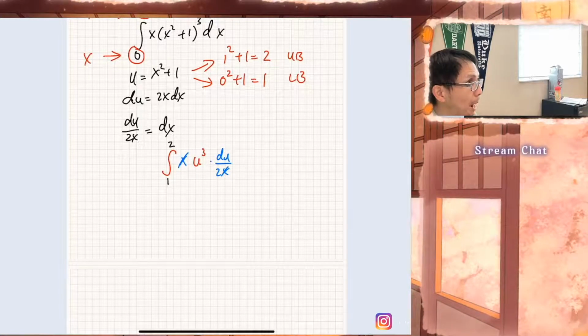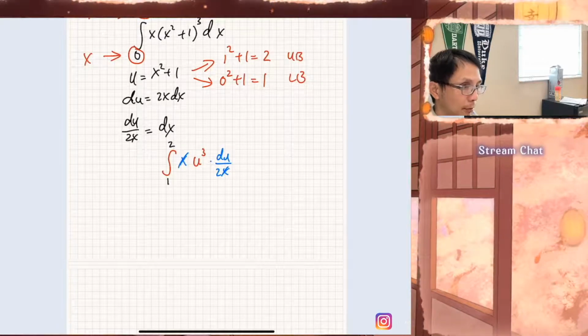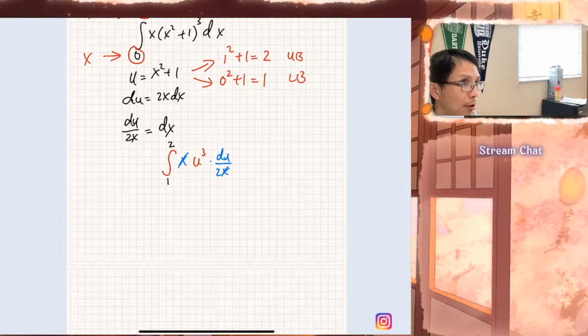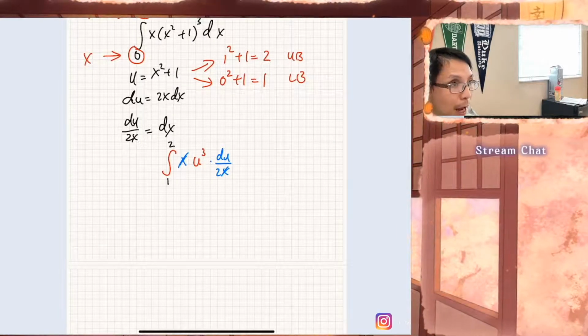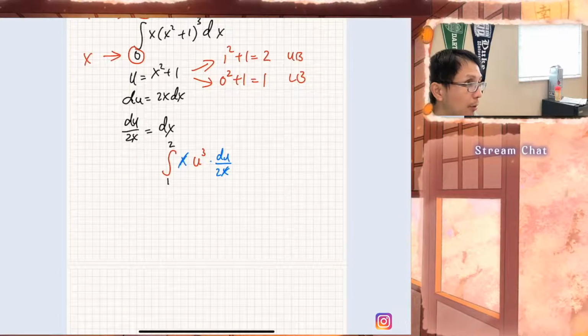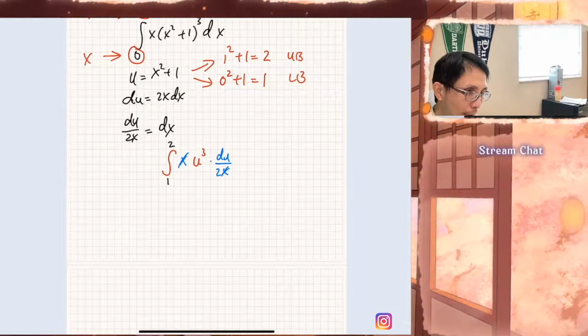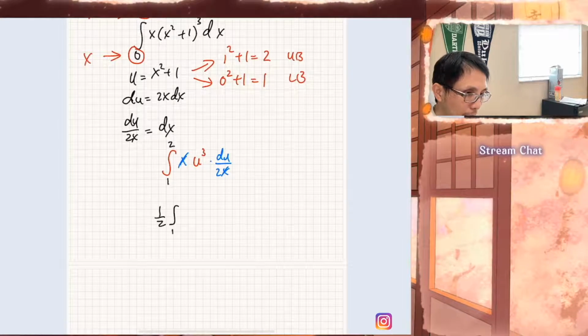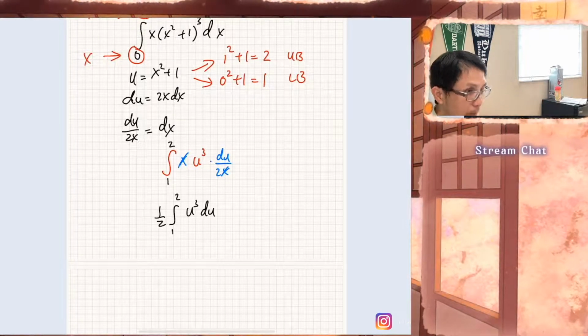Because the boundary is also making the change, you don't have to substitute back to make it in terms of x. You just do it in terms of u and integrate based on u. So therefore, you're going to have 1/2 integral from 1 to 2 of u to the 3 du.